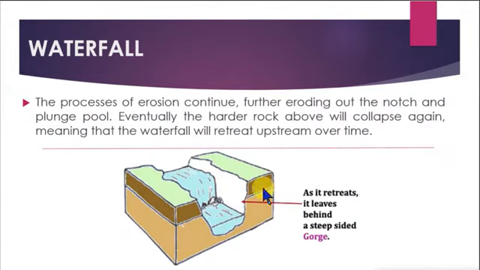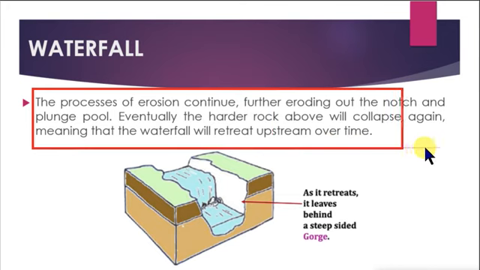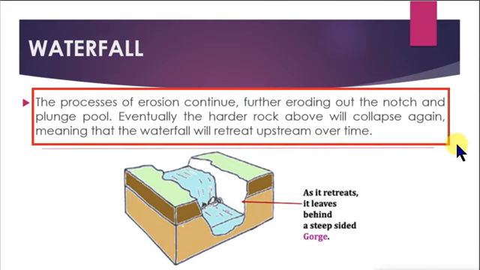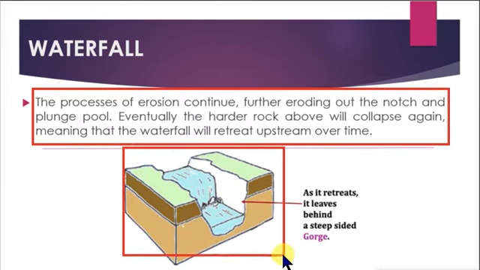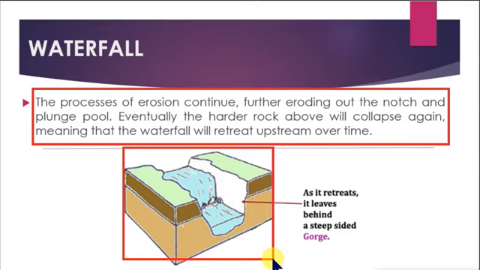The process of erosion continues, further eroding out the notch and plunge pool. Eventually, the harder rock above will collapse again, meaning that the waterfall will retreat upstream over time.